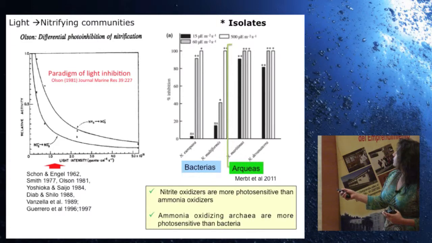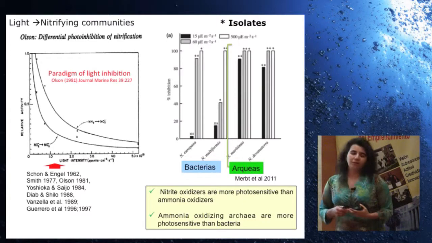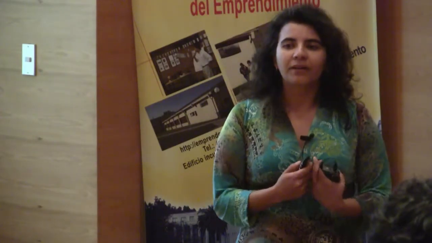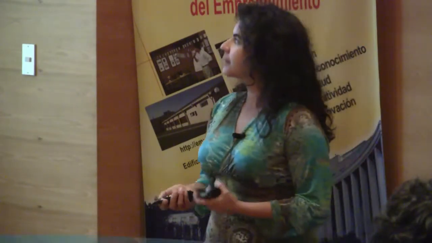So, for example, the typical Nitrosomonas, for this case. So then, this is the knowledge that we can get from isolates. But what happened with natural communities? That was our interest. What happened with natural communities?